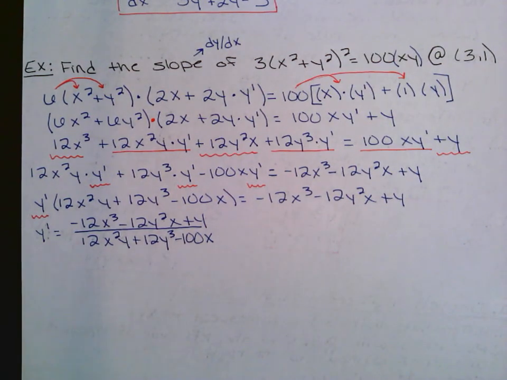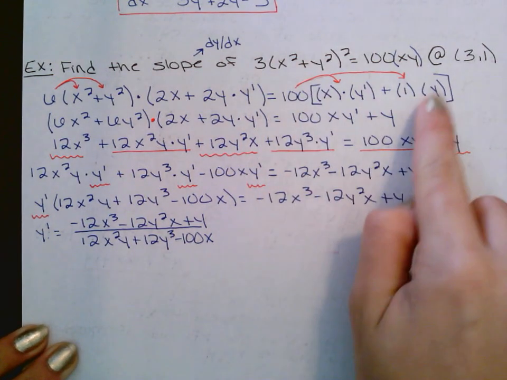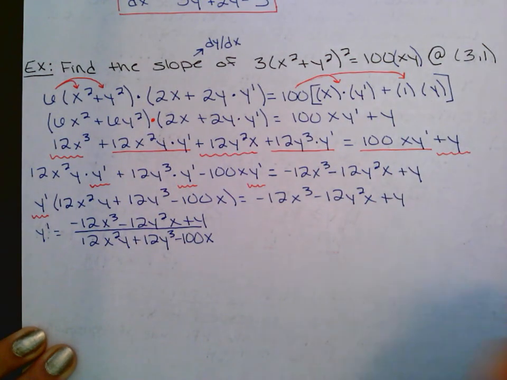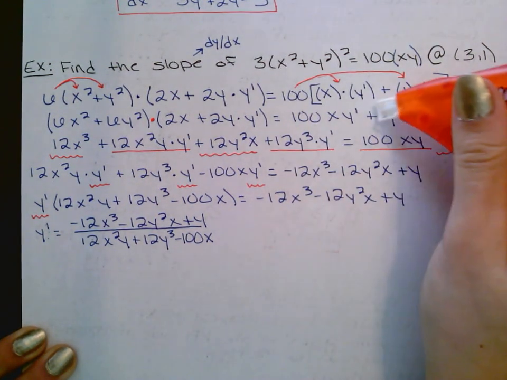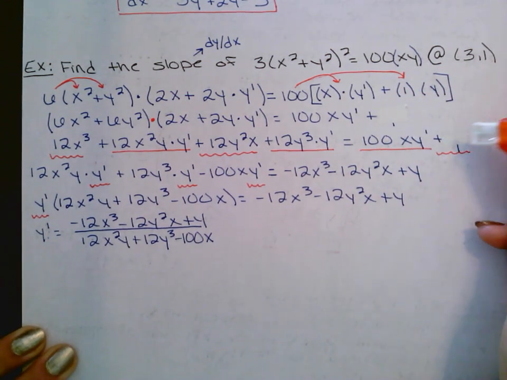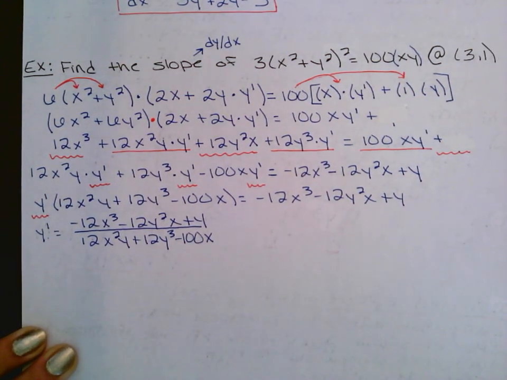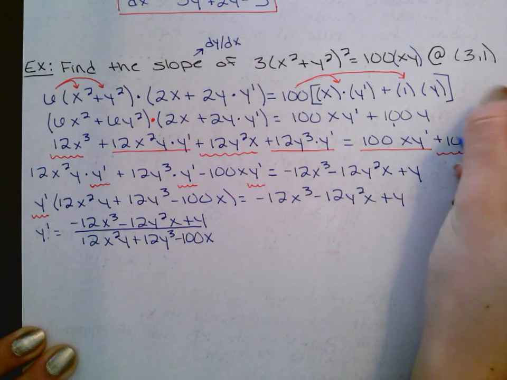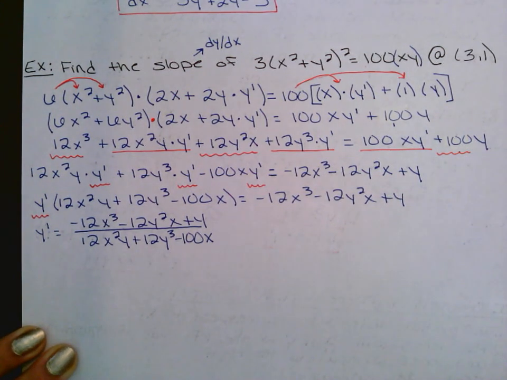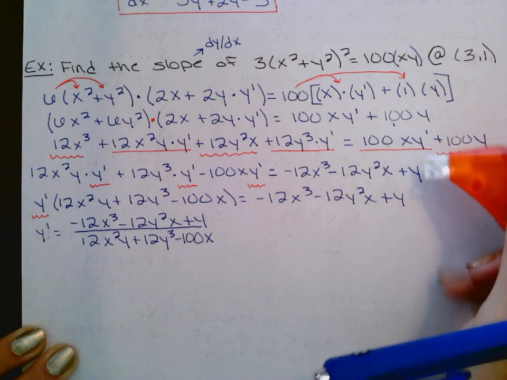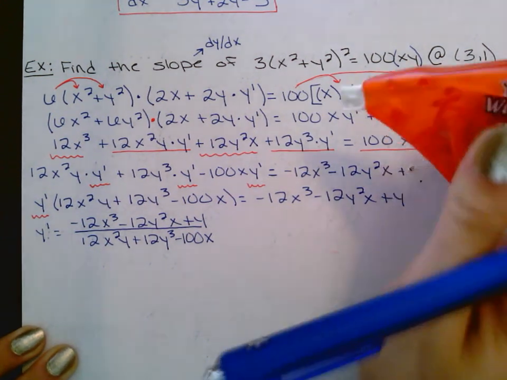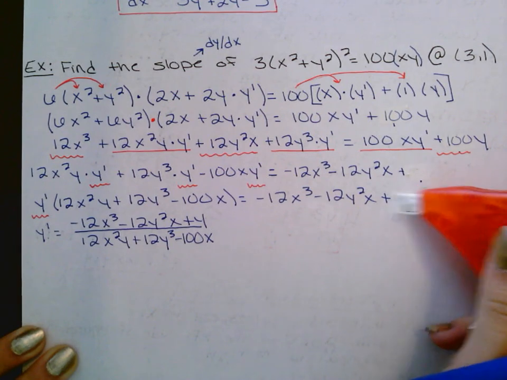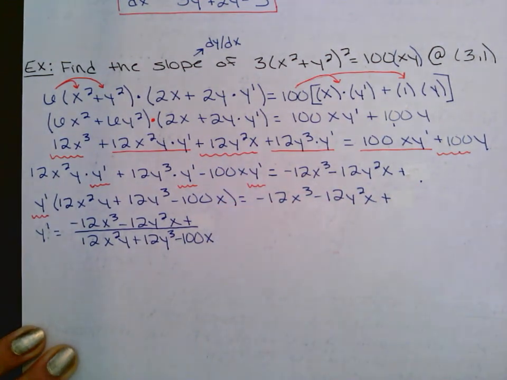All right, so I isolated my y prime. All right, if you're yelling at me through the screen, I just noticed a mistake here. I forgot to write my 100 next to this y. So 100 times y would have given me a 100y here and a 100y here. Okay. I apologize for that. It would have also left me with a 100y here, here, and here. So sorry for that.